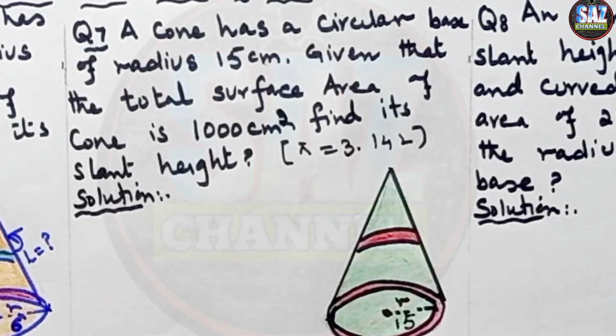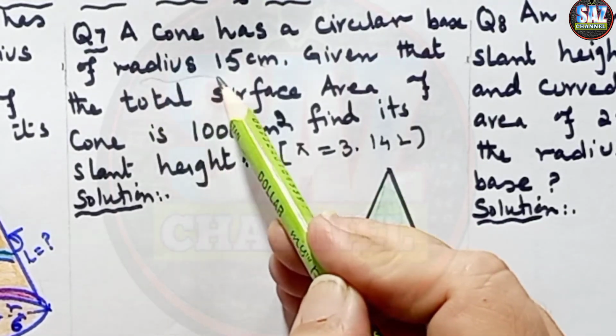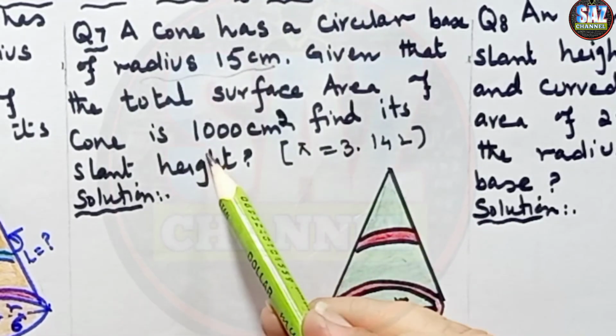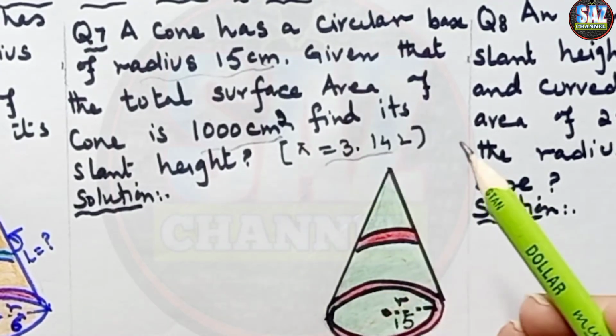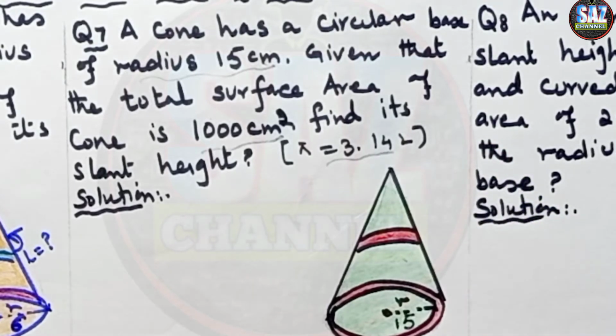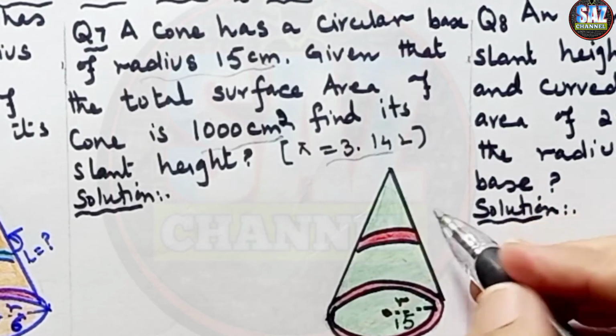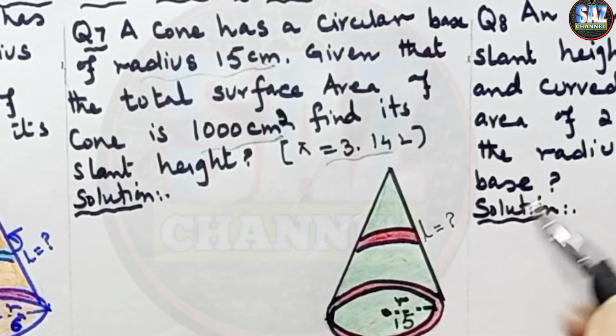What is 15 in the question? Okay, 15 is the base radius, and 1000 is the total surface area, and the value of pi has to be 3.142. And we again have to find the slant height, which is missing from the question, and it's the requirement of the question.